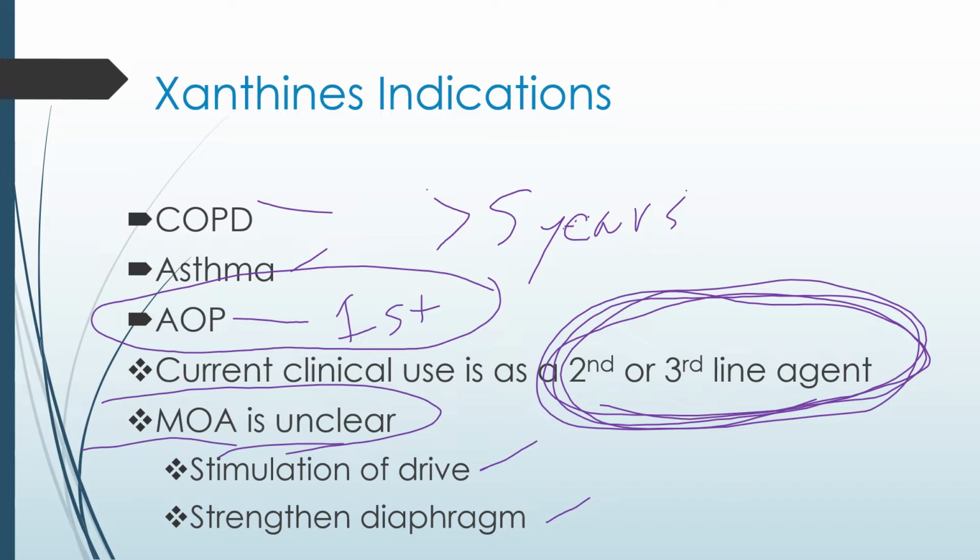So xanthine indications, summary, right? Xanthine indications for people over 5 years of age with COPD and asthma as a second or third line treatment.